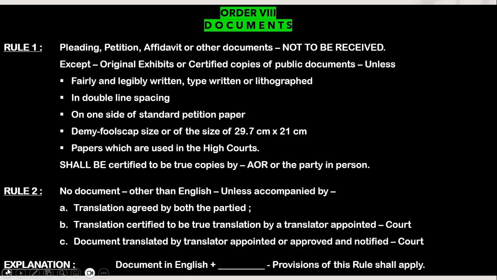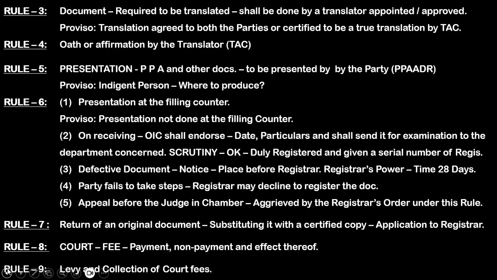Now there is an explanation appended to it. What does it say? It simply says that there is a document which is in English coupled with any other local language, or say Hindi or any other local or regional language. Then what? Same thing, get it translated in accordance with this rule 2. That's the explanation. Now let's see what is rule 3.